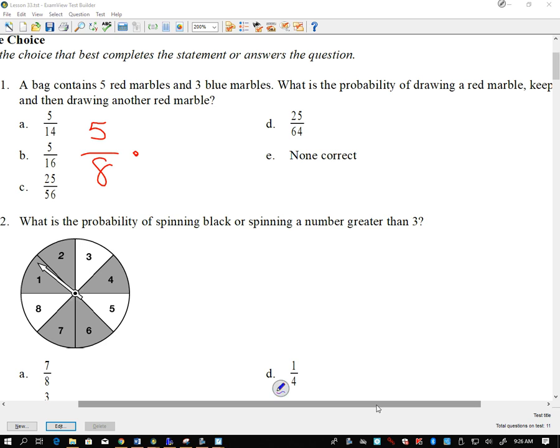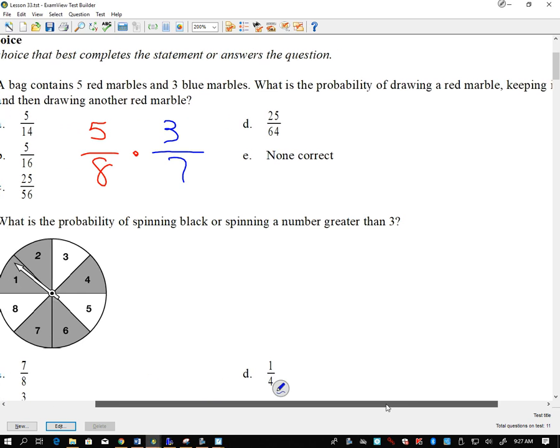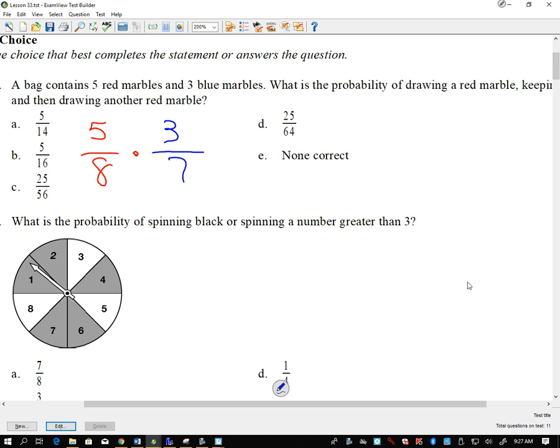Now I want to draw a blue marble: 3 over 7. Why 7? Because I took a marble out of the bag and kept it. But then we're drawing another red marble. Okay, you're right, that's what we'd get if we were trying to draw a blue marble, but let's change this. We want to draw another red marble, so how many red marbles are there to get? 4. So we have 5 eighths times 4 sevenths.